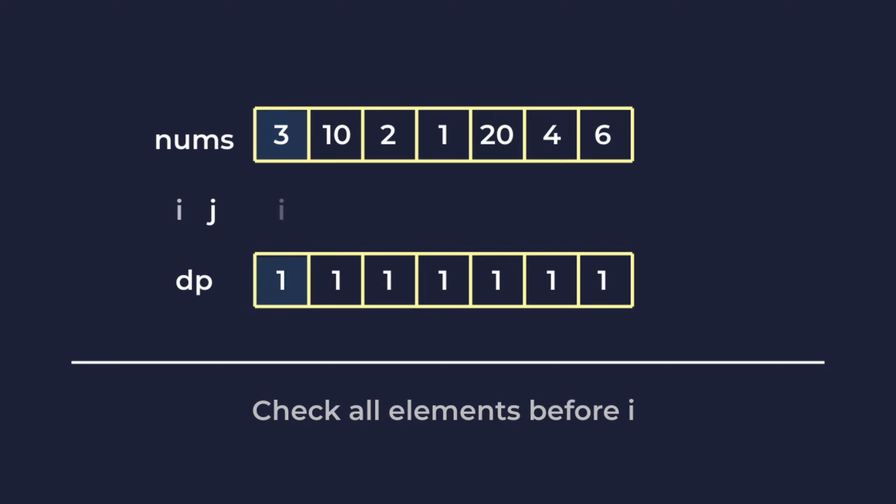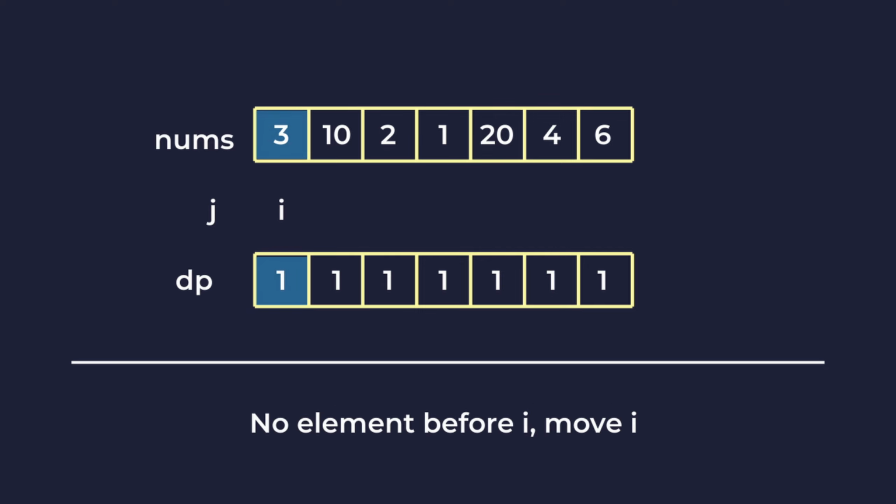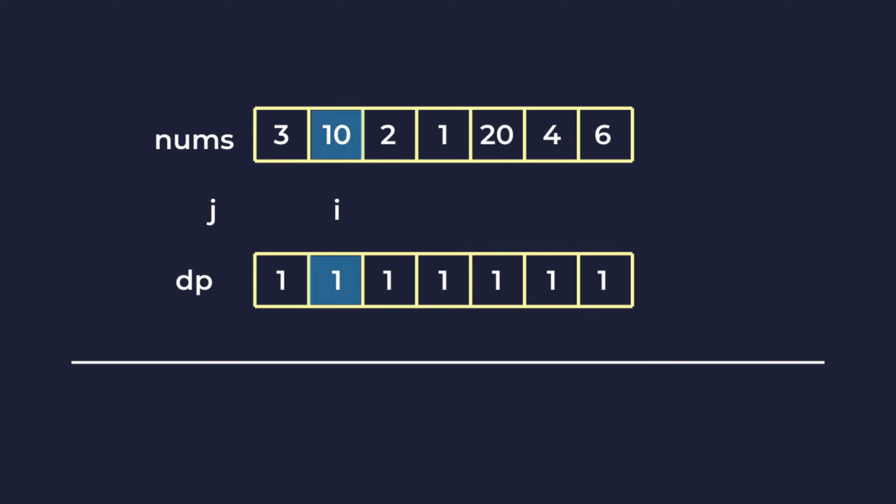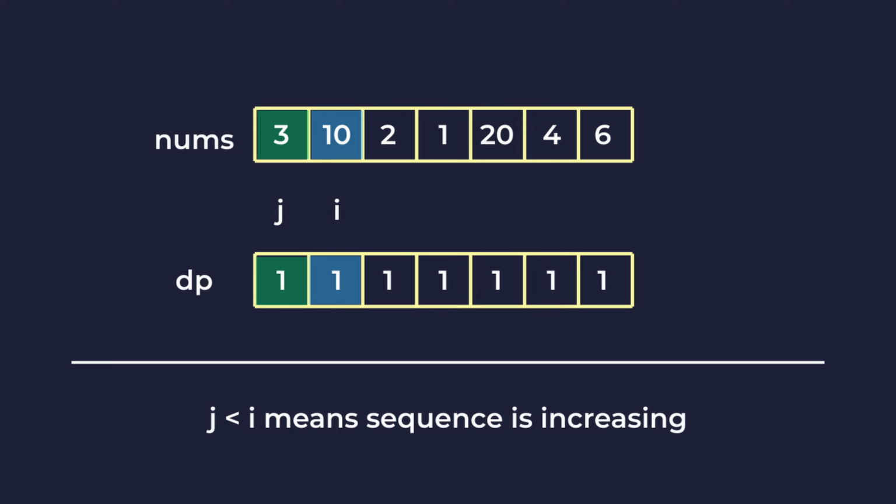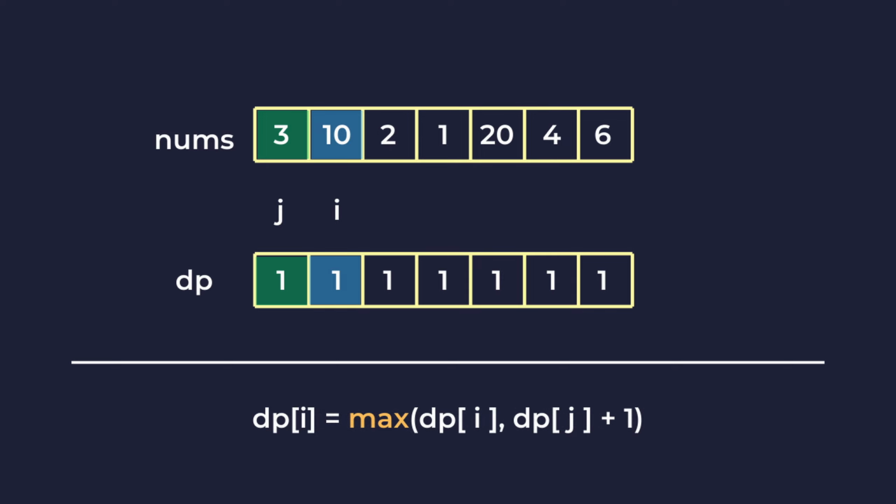Let's start. When i is at index 0, there is no element before it, so we move i to index 1 and place j at index 0. We compare elements at i and j in the nums array. If nums[j] is less than nums[i], it means the sequence is increasing. In this case, we update the DP array using the formula, so the value becomes 2.